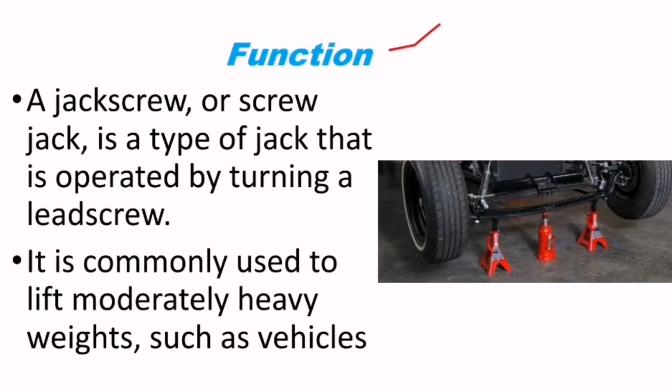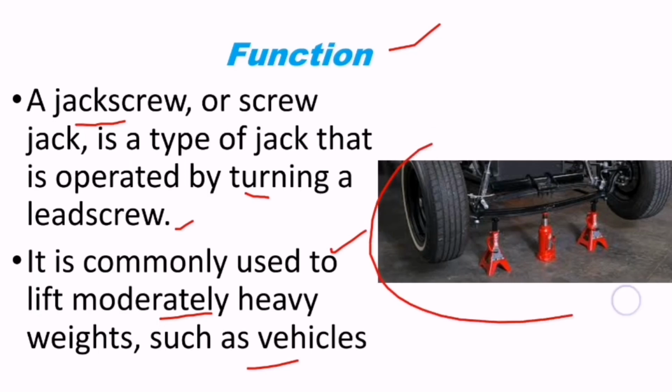The function of a screw jack. A screw jack is also called a jack screw. It is a type of jack that is operated by turning a lead screw. It is commonly used to lift moderately heavy weights such as vehicles. The ultimate function of a screw jack is to lift heavy weights with the help of a small effort.